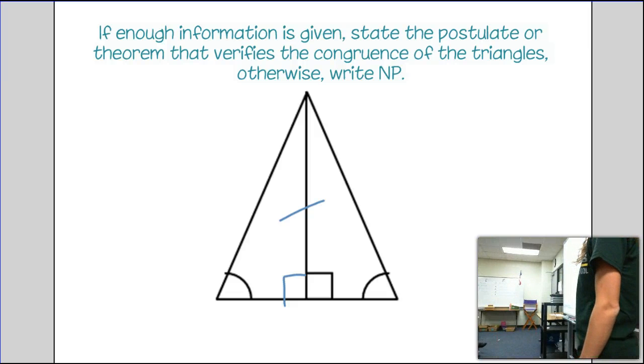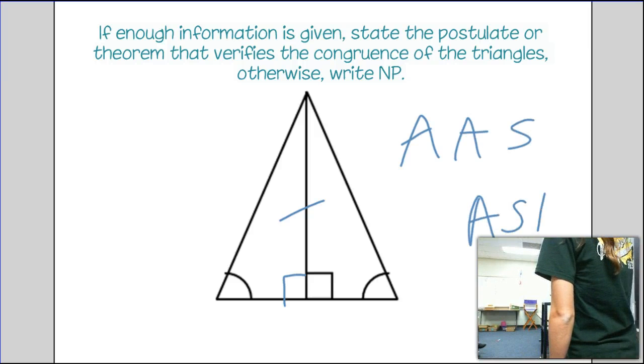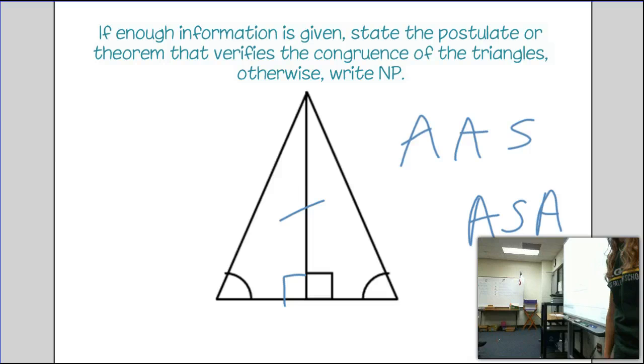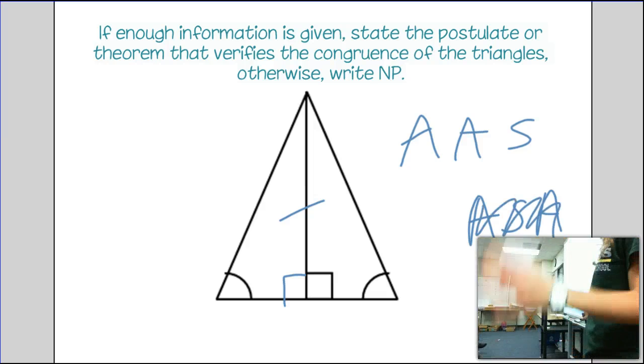It is angle, angle, side. Why is it not angle, side, angle? Because the sides are between the angles. It's all about between. Do you see tick marks between those two angles? Nothing. So if there's no side between the tick marks, then don't put S between the A's. It's angle, angle, side. I didn't mean to put that. I know, I'm not mad at you.